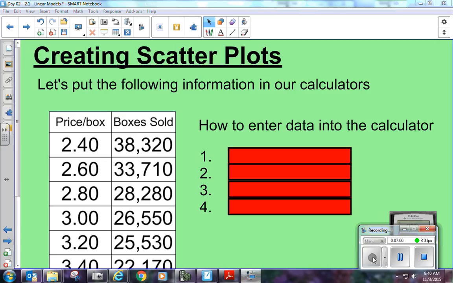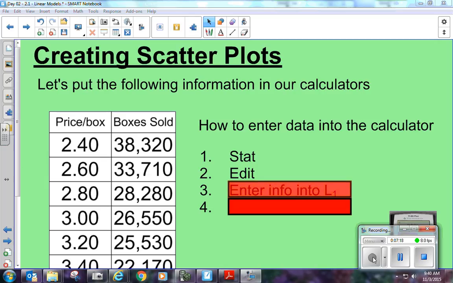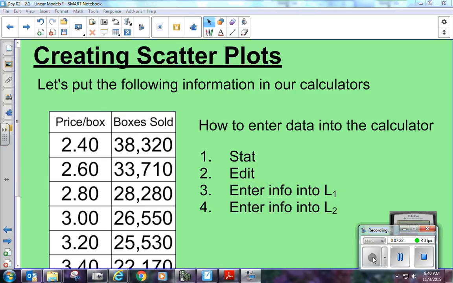All right, let's start using our calculator to help us solve some of these things. Let's put the following information in our calculator. And how do we enter data into the calculator? I already have it tucked in your notes, so we can focus more on using the calculator instead of writing this down. You go to Stat, Edit. You enter your info into L1 and into L2. Okay? This will go into L1. This will go into L2.